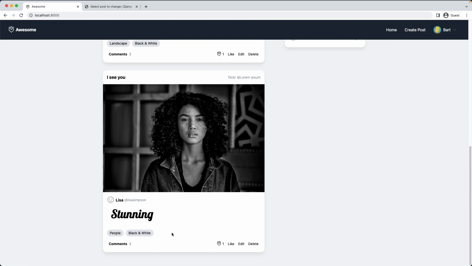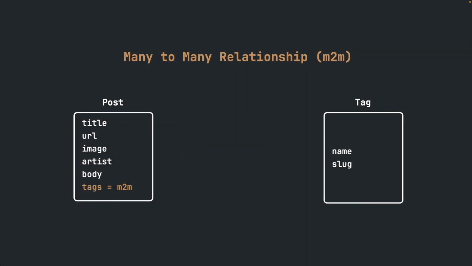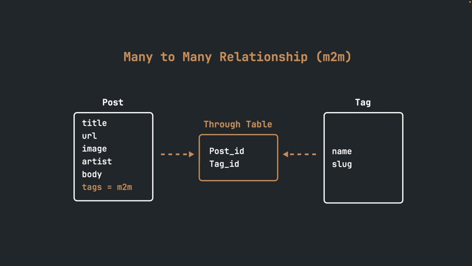Nice. So you might be wondering how this many-to-many relationship in the database works. Let me visualize it for you. So in our database we have a post table which has a tags property with a many-to-many field. And this is linking up with the tag table which has a name and a slug as a property. And Django creates now an intermediate table. This table in Django is called the through table. So it's linking up one post ID with one tag ID. So in that way, a lot of posts and a lot of tags can be connected to each other.